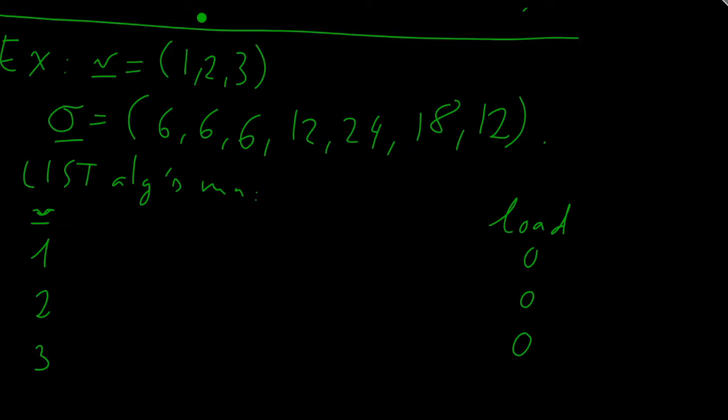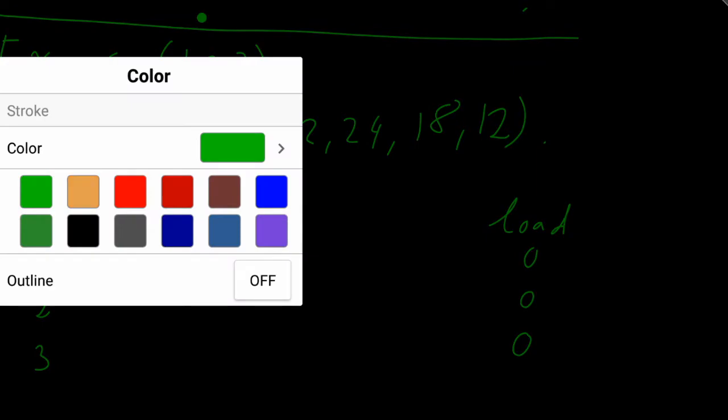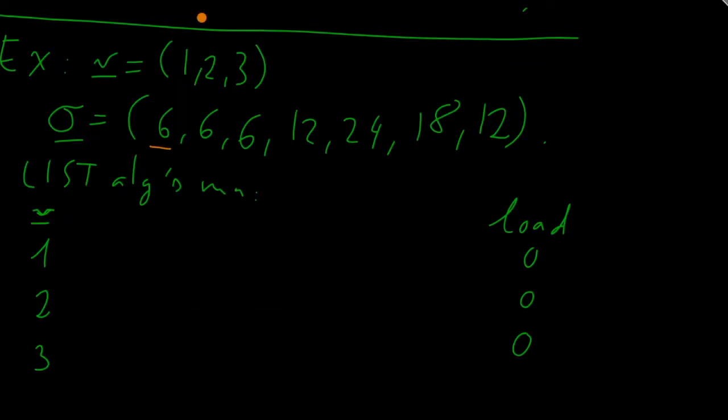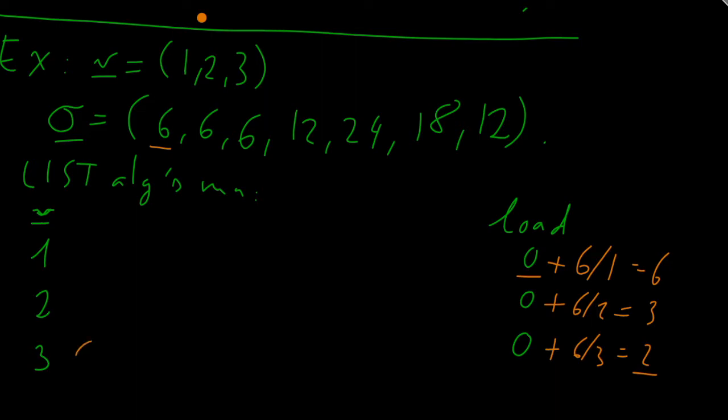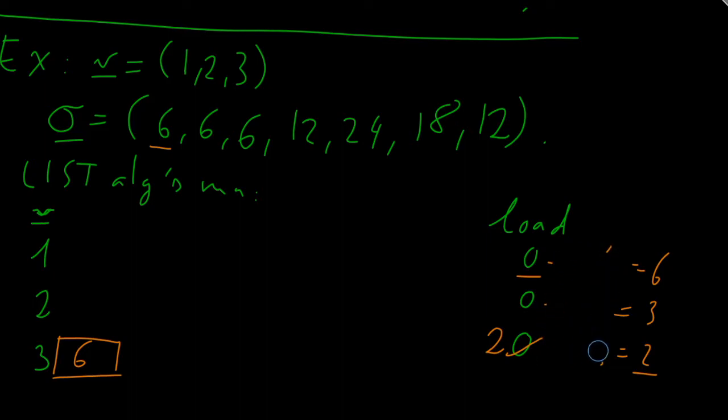Now I'm switching the color because for running algorithms, I usually use this one. So I will process the first 6, which means that I have to compute the current load plus the cost of the job divided by the machine's speed. So this would be 6, this would be 3, and this would be 2. So 2 is the minimal amongst these, which means that I will schedule the job 6 here, and the new load of the machine will be 2, because 6 divided by 3 is just 2. Okay, now I'm just erasing this part.